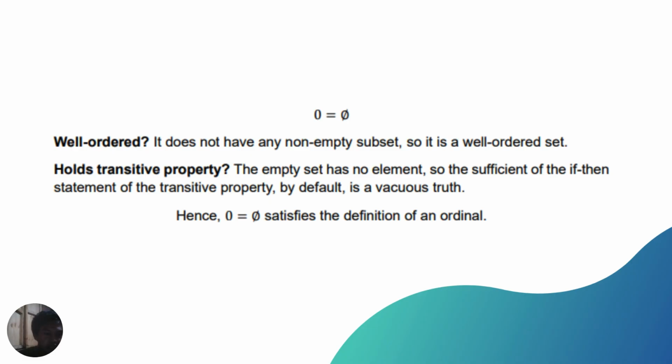Now, does it hold the transitive property? Well, an empty set doesn't have an element. So, still, it is transitive by vacuous truth. Hence, 0, equal to the empty set, satisfies the definition of an ordinal.